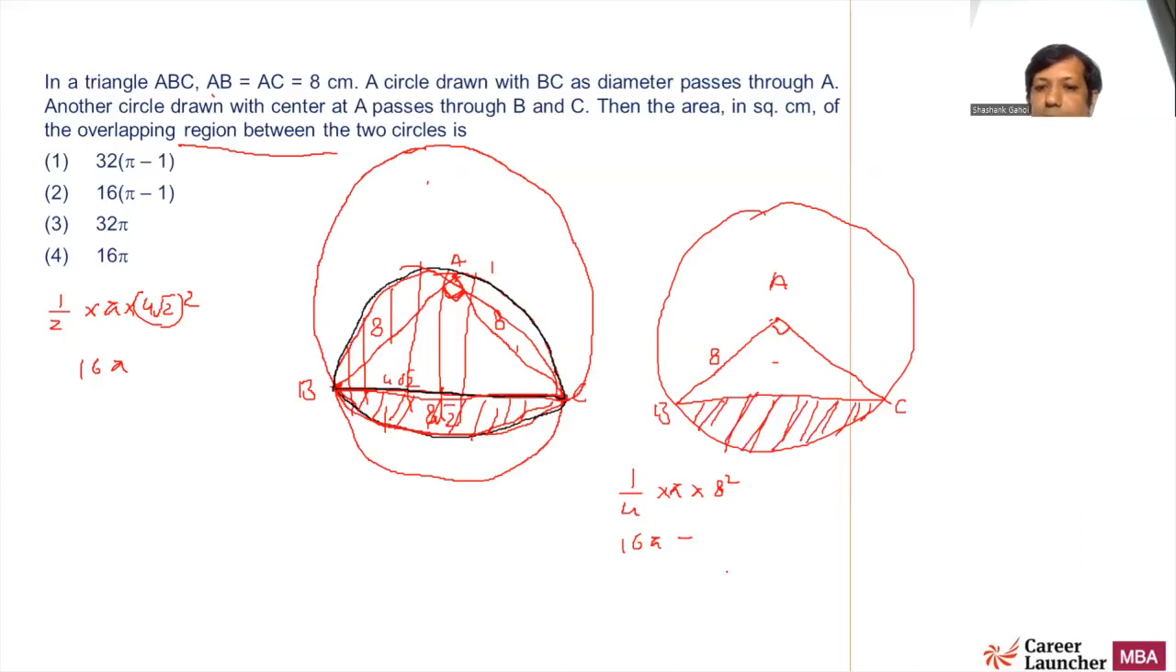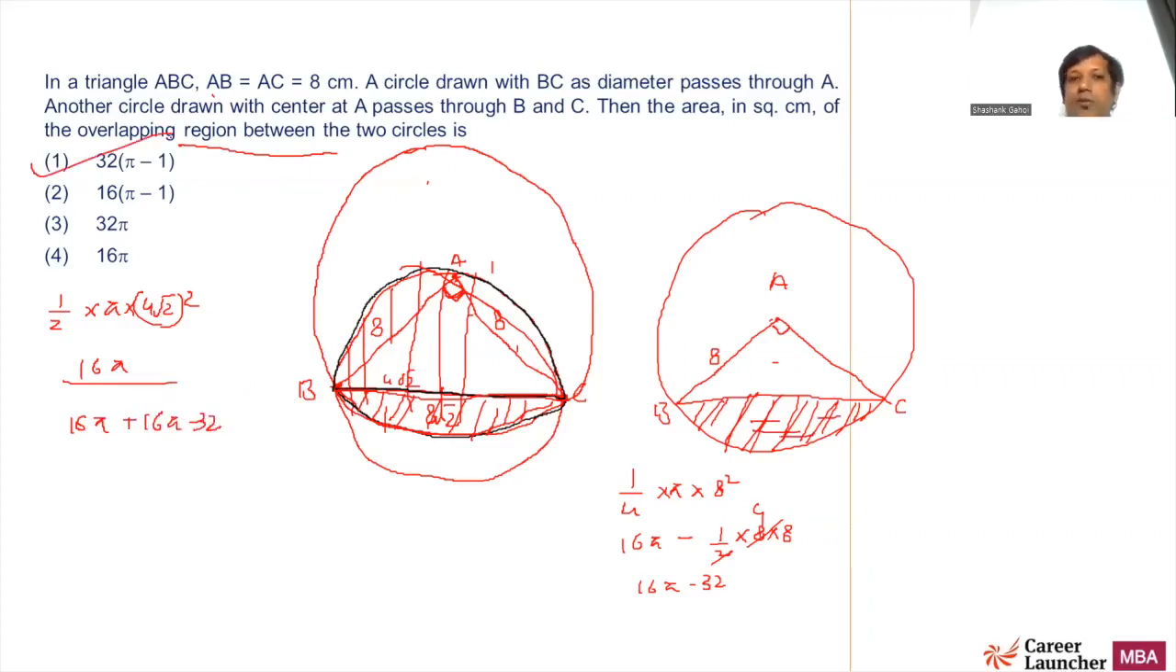So what is the area of the triangle? That is half into base into height. So this comes out to be 16 pi minus 32. So what is the total area that is overlapping? That is 16 pi, that is this area, plus this shaded region, that is 16 pi minus 32. So here, if we see, my answer comes out to be option 1, that is 32 times pi minus 1.